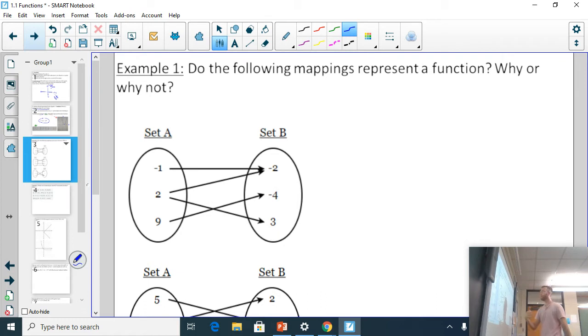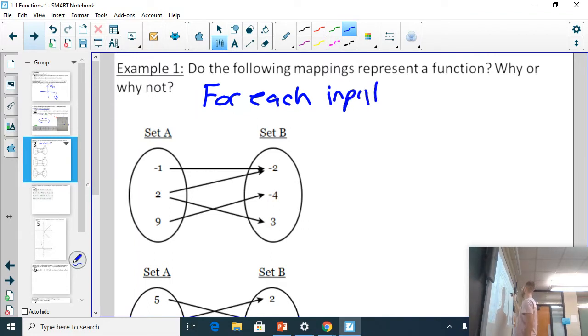For our first example, do the following mappings represent a function, yes or no? And remember, our golden rule is: for each input, we need only one output.